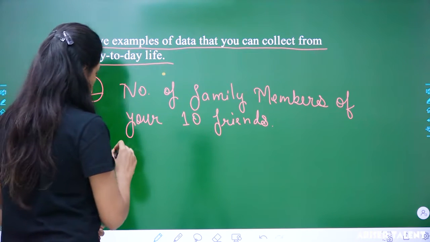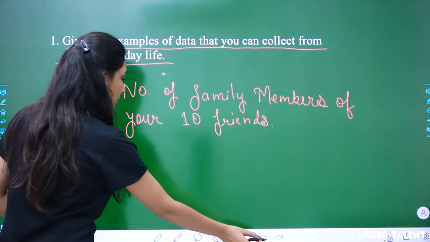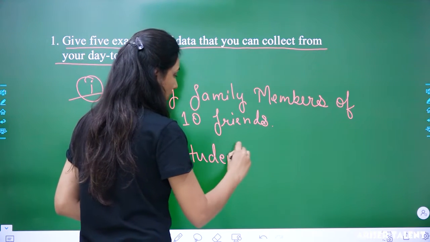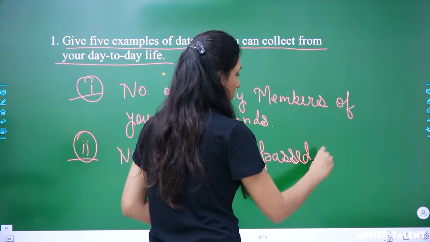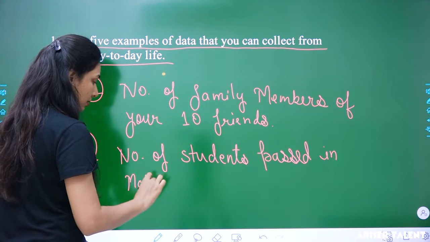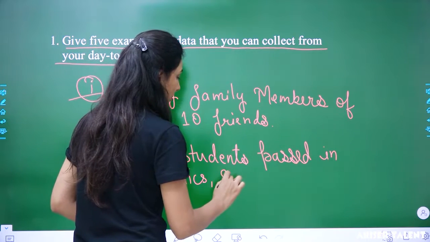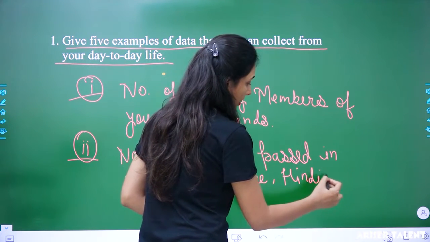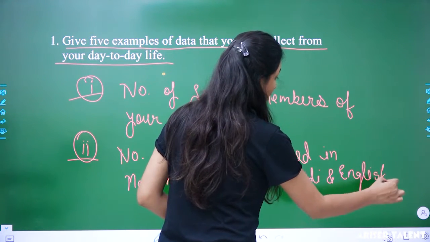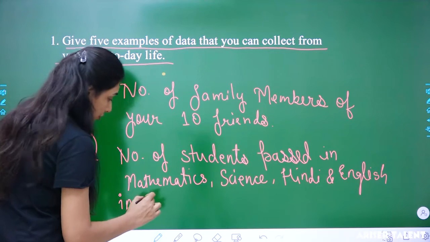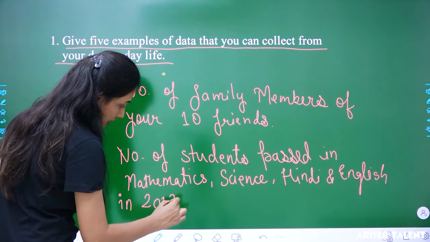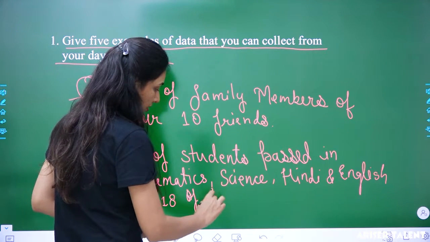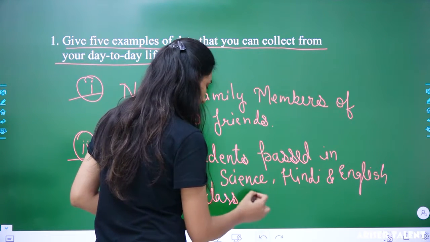The second one is number of students passed in mathematics, science, Hindi and English in 2018, right? 2018, of class, not 8, let's suppose 9th.